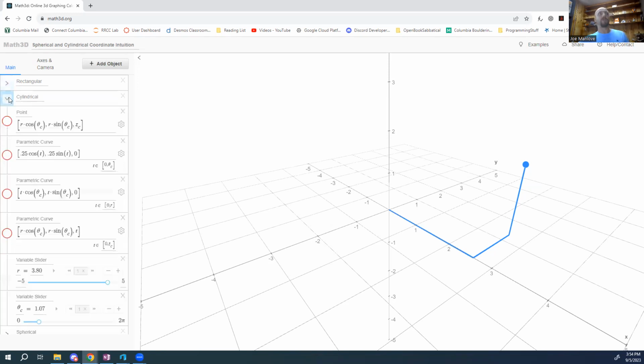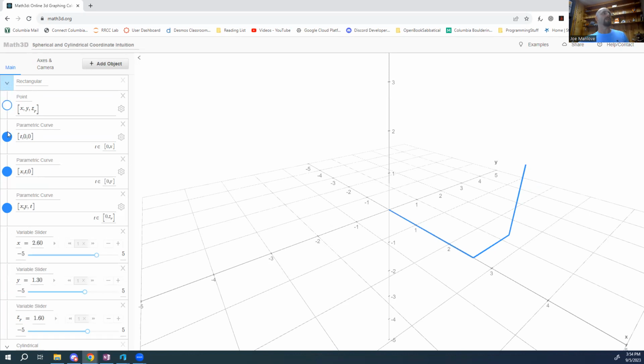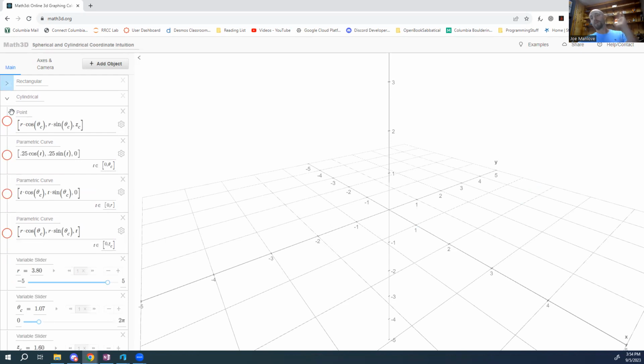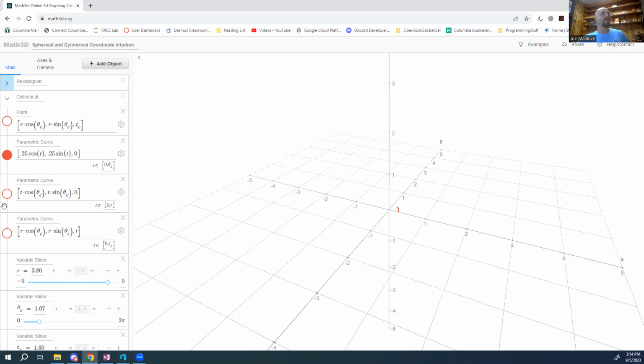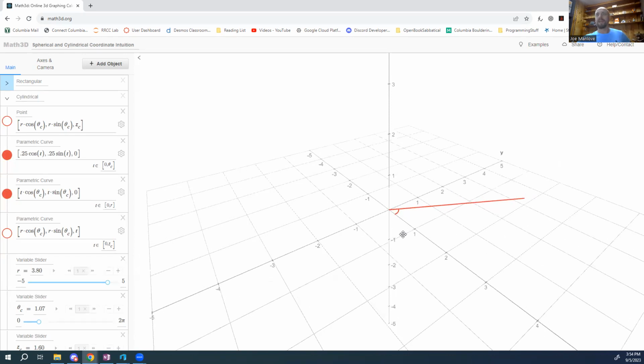So let's talk about how we get places in cylindrical. I'm going to turn rectangular off, and sorry, I said rectangular. How about cylindrical? Cylindrical is going to be a lot like a polar analog. So the first thing we're going to do is go over an angle in the XY plane. Then we're going to go out a distance along that angle. So in this case, we're going out, let's see, R is set to 3.8 right now, and my angle is set to like a radian and change.